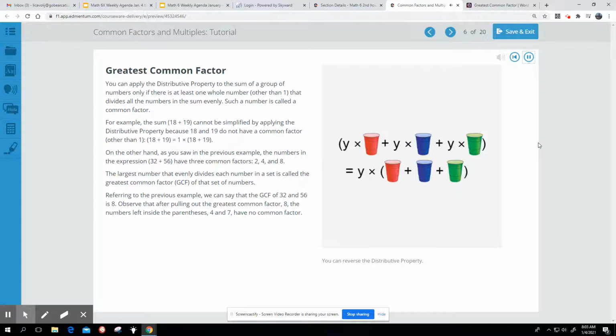On the other hand, as you saw in the previous example, the numbers in the expression 32 plus 56 have 3 common factors, 2, 4, and 8. The largest number that evenly divides each number in a set is called the greatest common factor, GCF, of that set of numbers. Referring to the previous example, we can say that the GCF of 32 and 56 is 8. Observe that after pulling out the greatest common factor, 8, the numbers left inside the parentheses, 4 and 7, have no common factor.